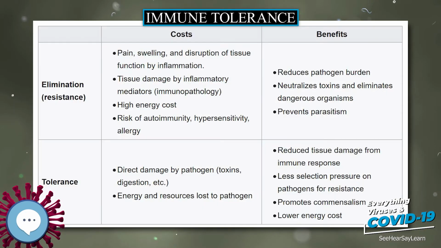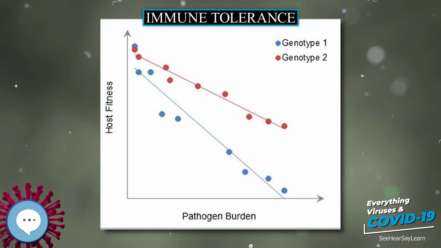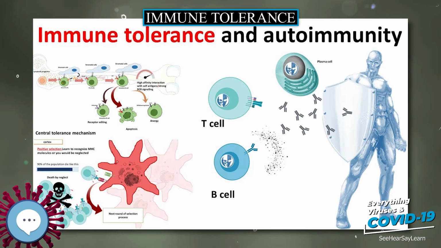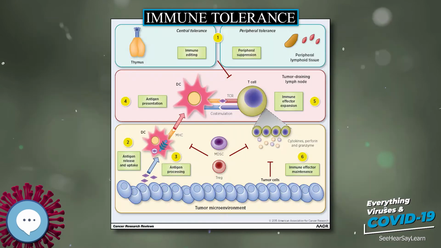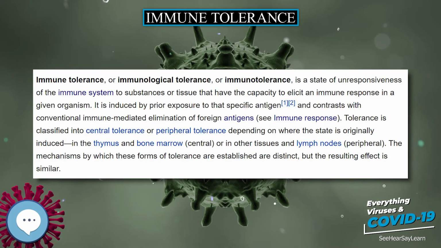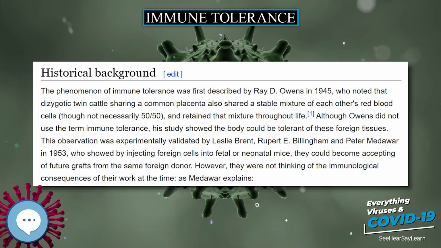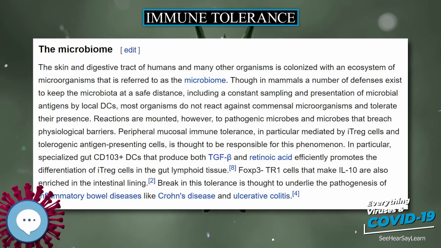However, they were not thinking of the immunological consequences of their work at the time, as Medawar explains. However, these discoveries, and the host of allograft experiments and observations of twin chimerism they inspired, were seminal for the theories of immune tolerance formulated by Sir Frank Macfarlane Burnet and Frank Fenner, who were the first to propose the deletion of self-reactive lymphocytes to establish tolerance, now termed clonal deletion. Burnet and Medawar were ultimately credited for the discovery of acquired immune tolerance and shared the Nobel Prize in Physiology or Medicine in 1960.